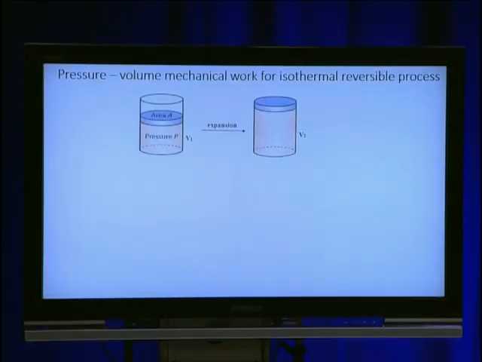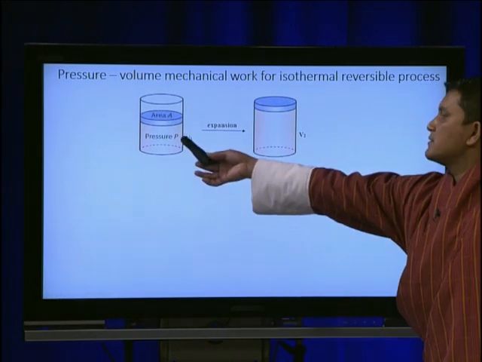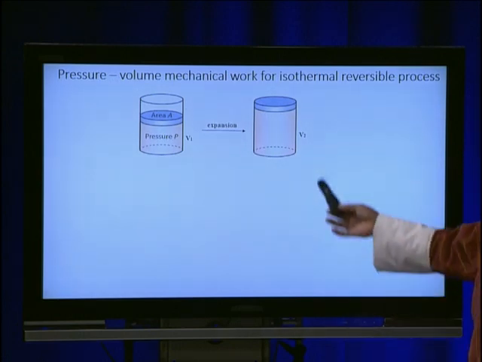Now, let us look at the pressure volume mechanical work for isothermal reversible process in thermodynamics, how work done is being calculated. Let us take a cylinder with a gas inside it, and then we have a movable piston with the area A, and inside we have a gas with the pressure P. The first one, let us take, we have this cylinder with the volume V1, and we allow now this gas to expand to volume 2.